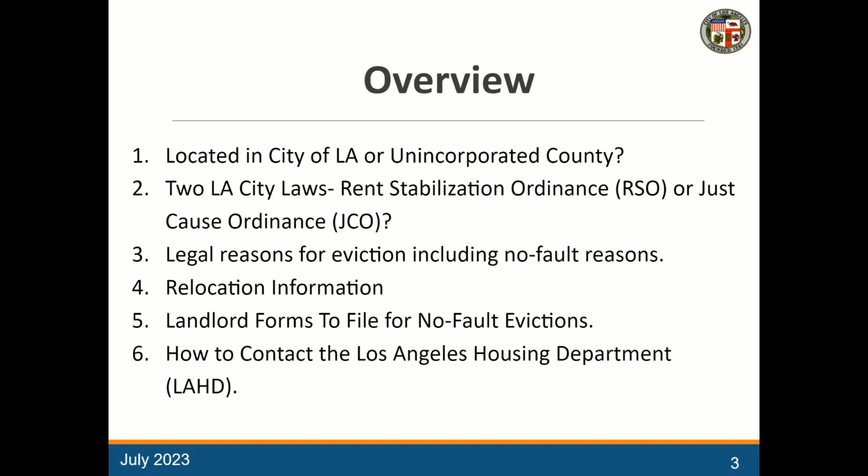The overview of the topics to be covered today are on the slide on your screen. We will begin by discussing how to identify if your residential rental property is located inside the city of Los Angeles or in the unincorporated county area. Then we will review the two City of LA laws, the Rent Stabilization Ordinance and the Just Cause Ordinance. We'll move on to the legal reasons for eviction, including the no-fault reasons that require relocation payment to tenants. And we will also discuss the landlord forms that have to be filed to initiate a no-fault eviction process in the city of LA. And finally, how to contact the Los Angeles Housing Department.